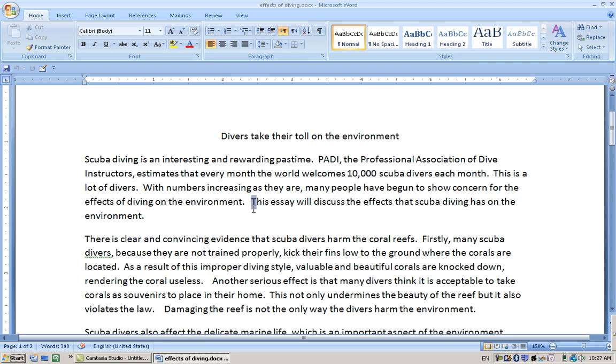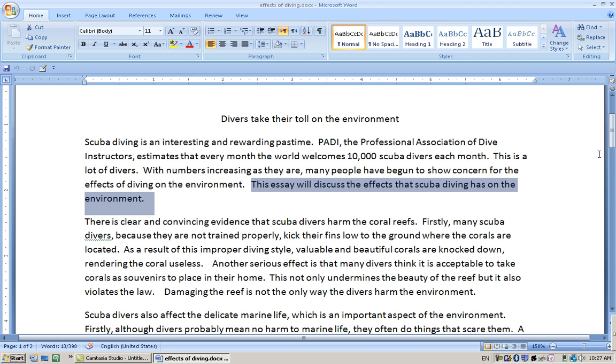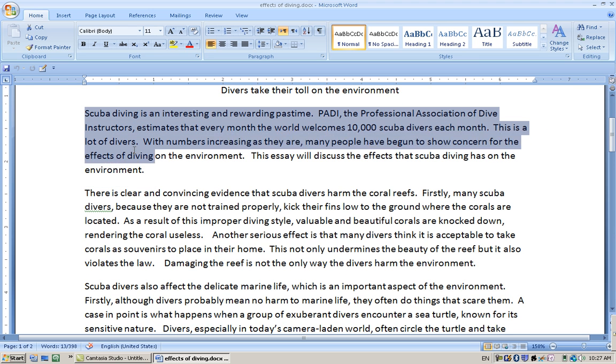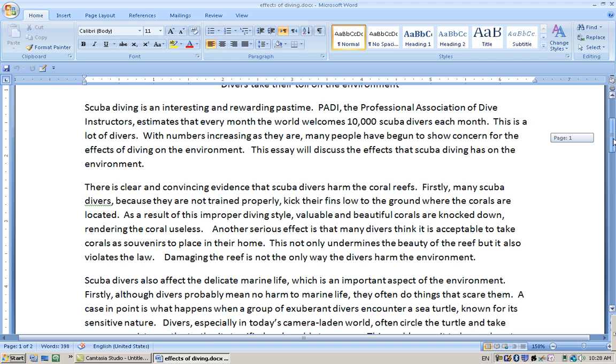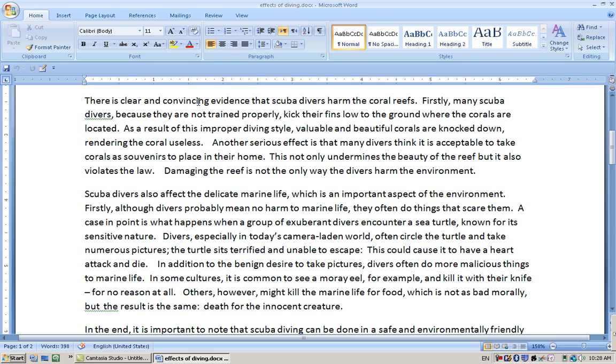Then here we have the simple purpose of the whole essay. It's very important that you have this. This essay will discuss the effects that scuba diving has on the environment, okay? Alright, so you've got background information and then purpose of the essay. And that's it, alright? So let's go to the first body paragraph. Topic sentence. Very, very important. When you're writing an essay, any essay, the introductory material is in the introduction only. Once you get to the first body paragraph, you don't need any introductory information. You get right to the topic sentence.